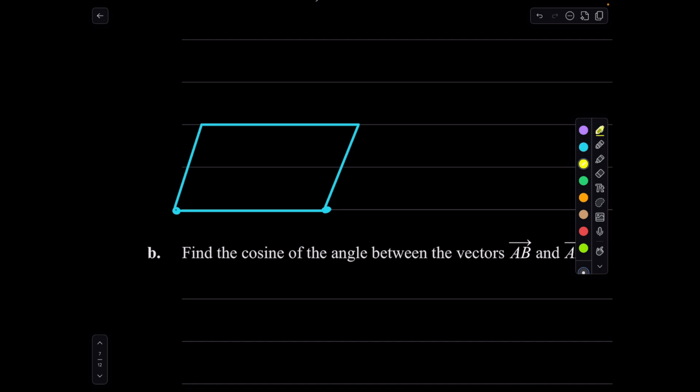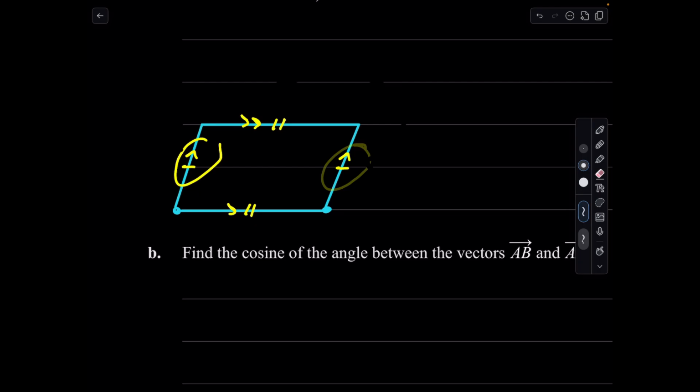What's cool about a parallelogram is that these two sides are equal in length, and also these two sides are equal in length. Because it's called a parallelogram, it's parallel. So these two sides here are parallel, and these two sides here are also parallel. If the magnitude and the direction are the same, this vector here is the same as this vector, and this vector here is the same as this vector.